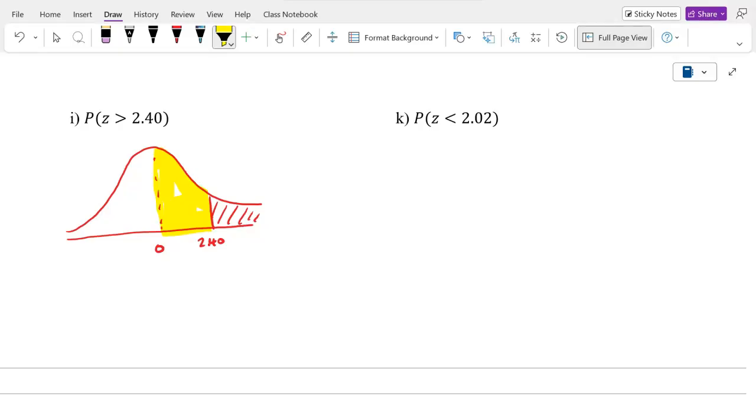So I'm going to start off by saying, well, my table can find this area. From 0 to 2.40 is 0.4918 for my table. But if I want a tail, right, since I know that the area from 0 out to infinity is 0.5, I'm going to subtract out that highlighted area that I don't want. And I end up with 0.0082.